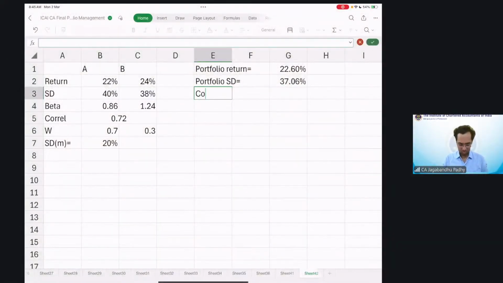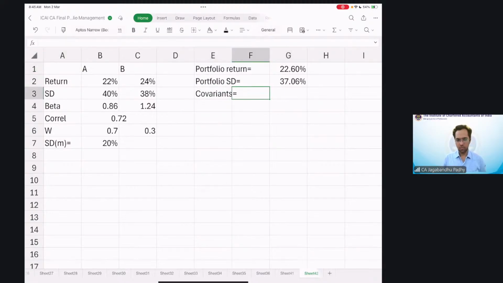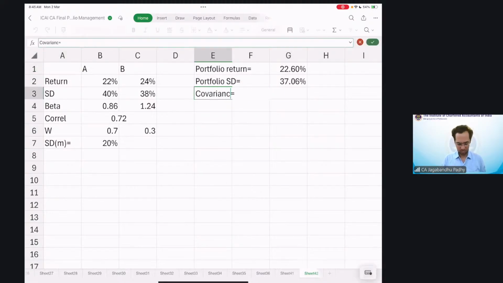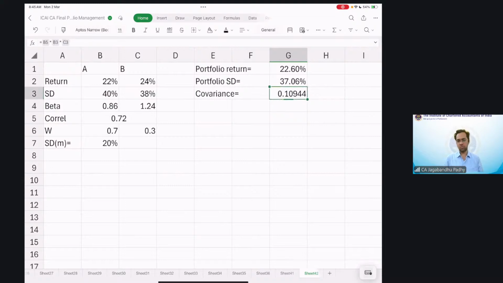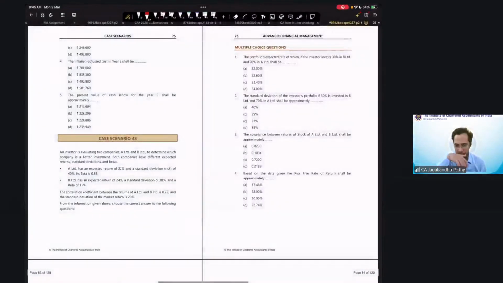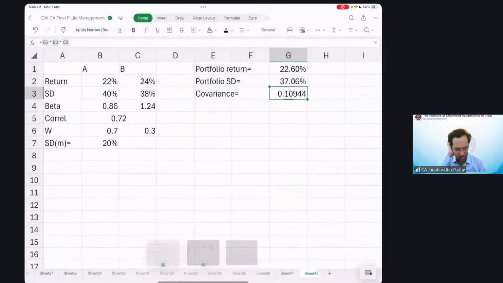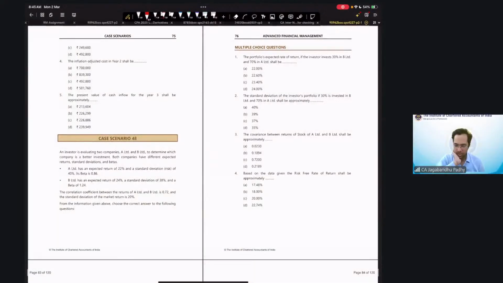Then covariance between returns of A and B shall be approximately. So covariance will be correlation multiplied by standard deviation of both. Yes. Based on the data, the risk-free rate of return shall be approximately.